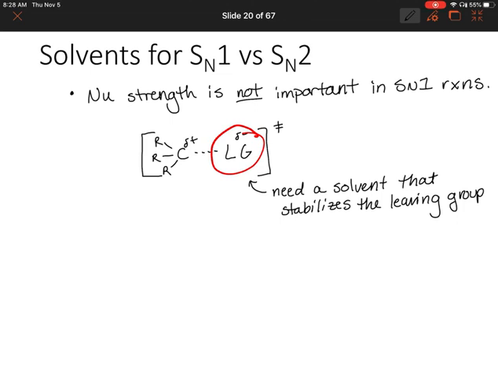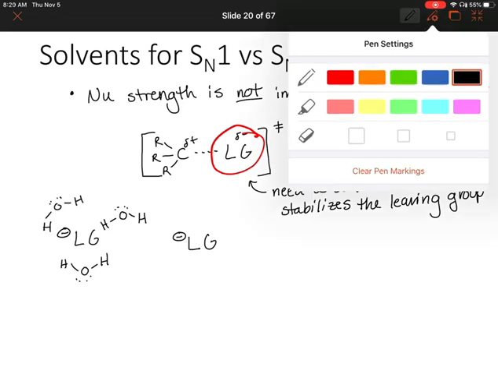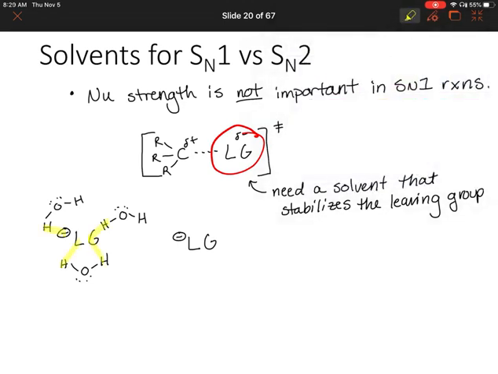Now, let's say our leaving group leaves and it's negatively charged. And let's say our solvent is water for this reaction. So we'll have something kind of similar to what we drew on the last slide. So there's some hydrogen bonding going on if water is our solvent. And then let's say our solvent is acetone. We would just have the dipole-dipole interactions. So which solvent is going to stabilize the leaving group better? Water, right? The polar protic solvent.